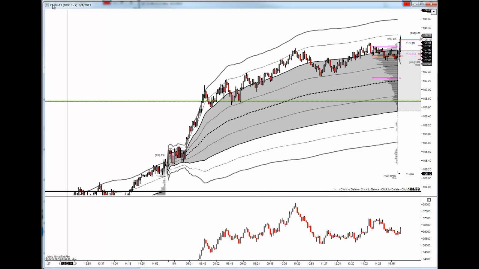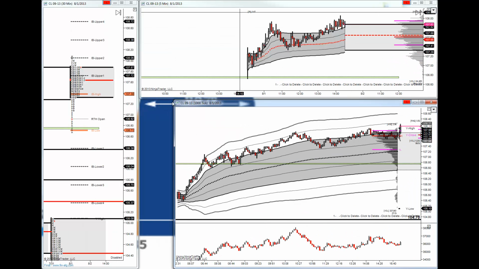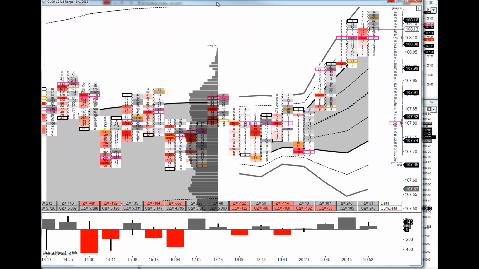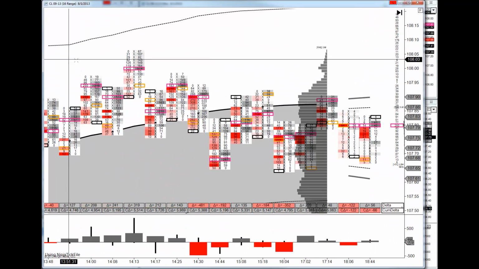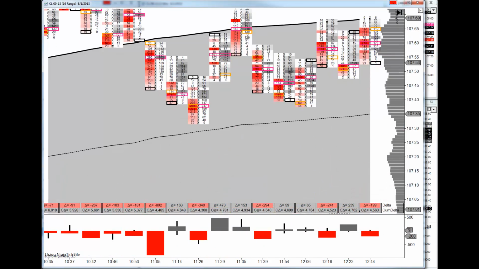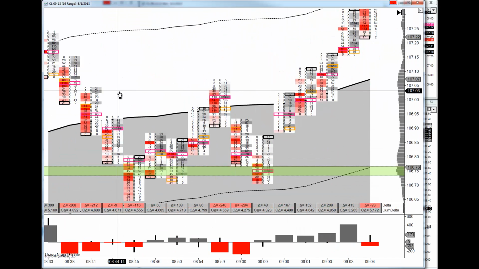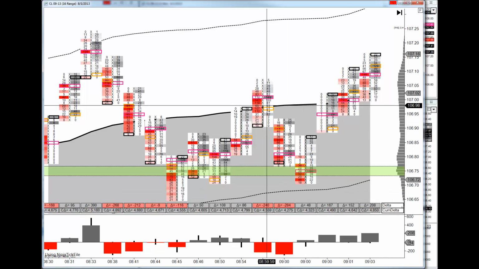So this is just what we would have been looking at into this open. So let's have a look at it on the footprint chart now, just to see if we could see any more confirmation. So I'm going to go to the place where we would have been looking. So at 9 o'clock, the market opened up here.